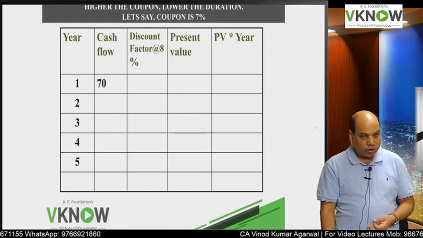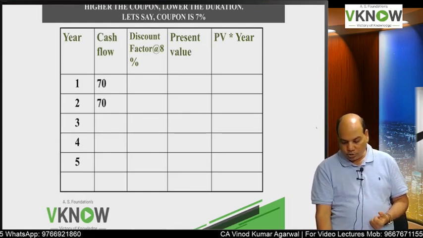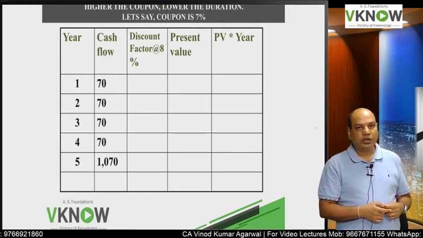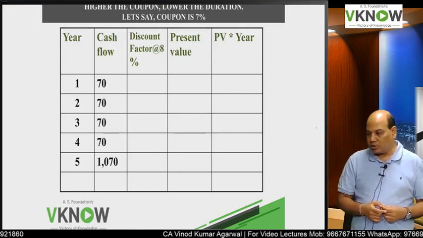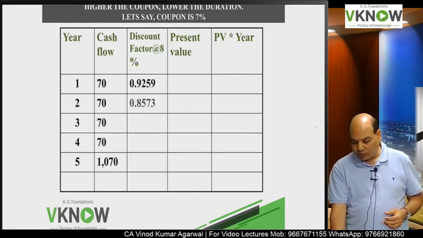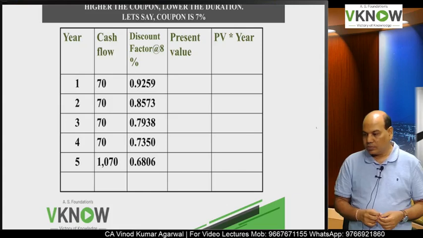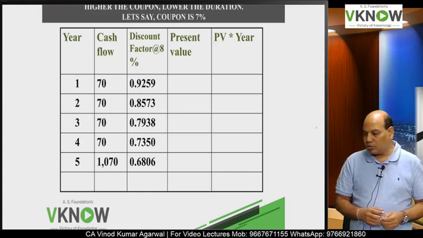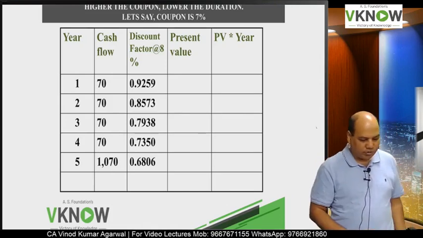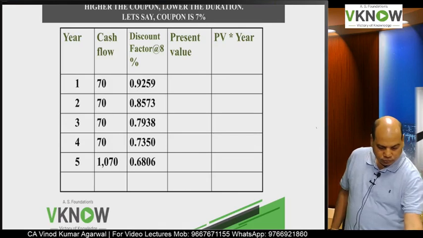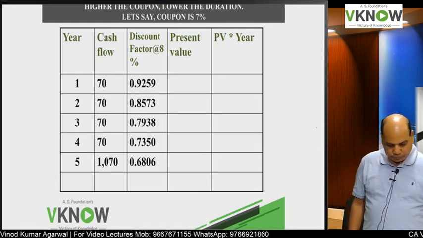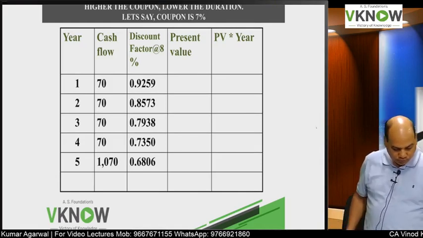Write down years 1, 2, 3, 4, 5 and the cash flow this time will be 7% of 1000, so 70 rupees, four times, and in the last year write 1070. Copy the factors from the previous question, don't waste time. Calculate the present value. Let us see who will give me the answer first. Come on, students. I am waiting for your answer.